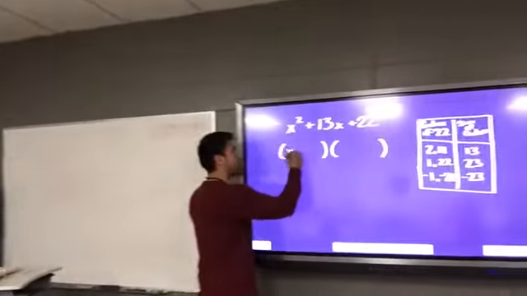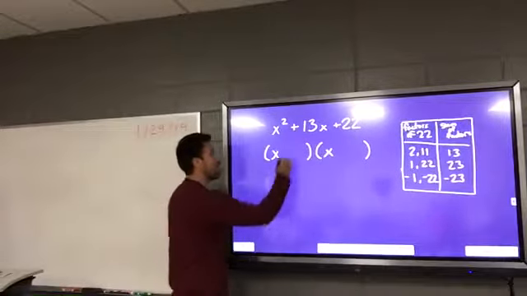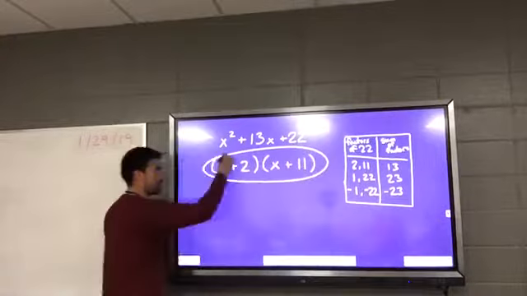So I got x in the first spot. What goes in the second spots? Positive 2 and positive 11. And that is your factored form.